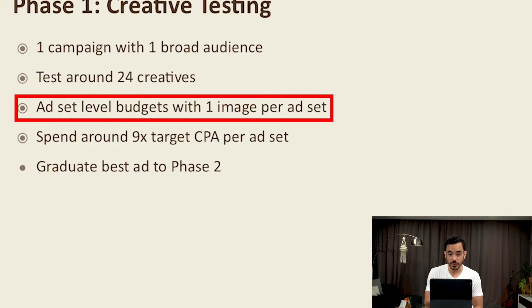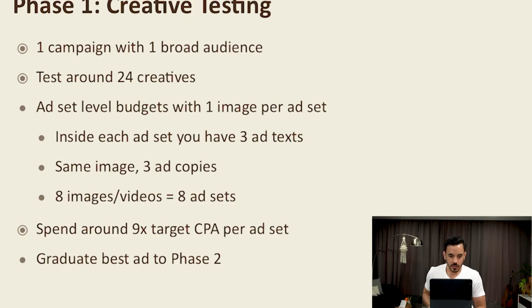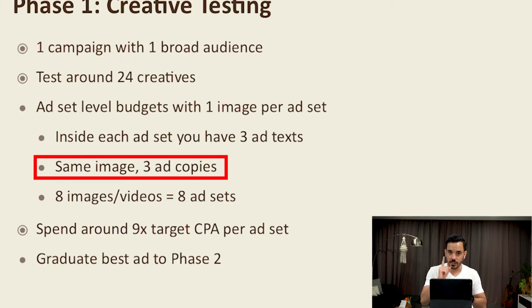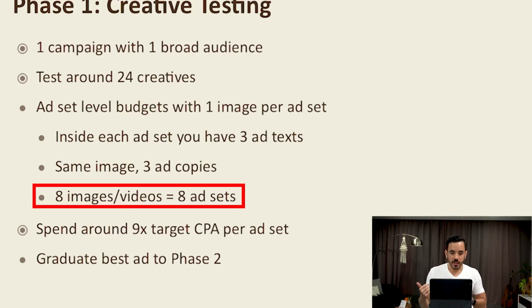So test around 24 creatives, and that is going to look like 3 different ad copies and maybe 8 different images or videos. At this stage, we're using ad set level budgets, and we're doing 1 image per ad set. So inside each ad set, you're going to have the 3 ad copies, but each of those ad copies is going to have the same image or video. When you multiply that out, you've got 8 images or videos. So this looks like having 8 ad sets, each with 3 different ads inside. The 3 ads inside all have the same image or video, but they have the 3 different ad copies that you've created.